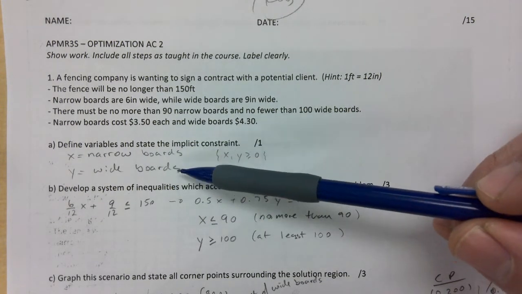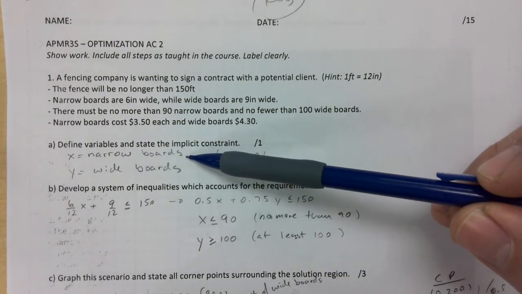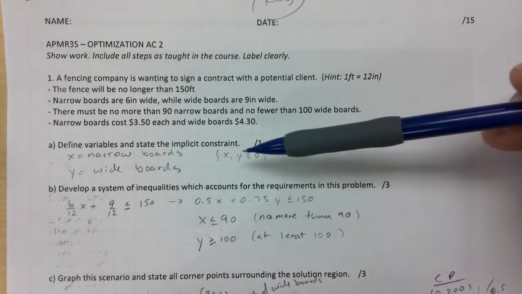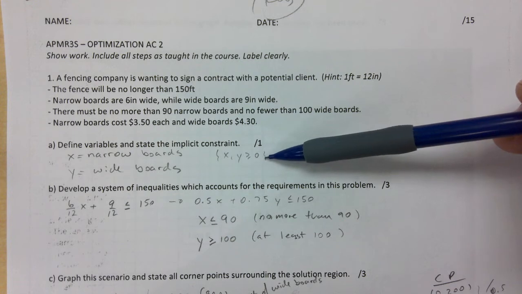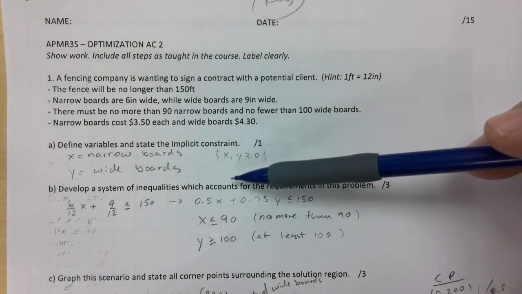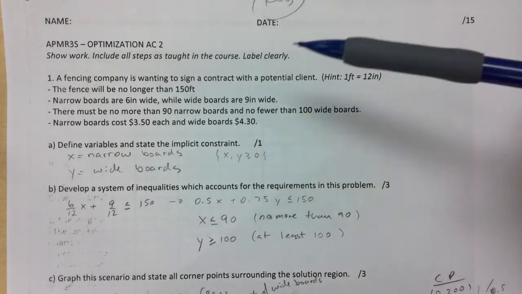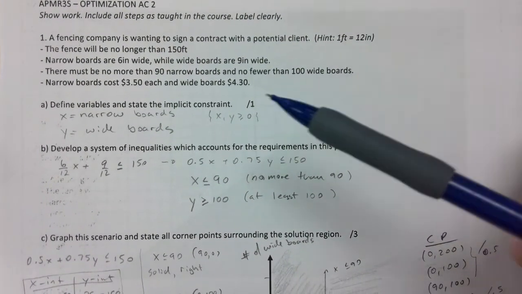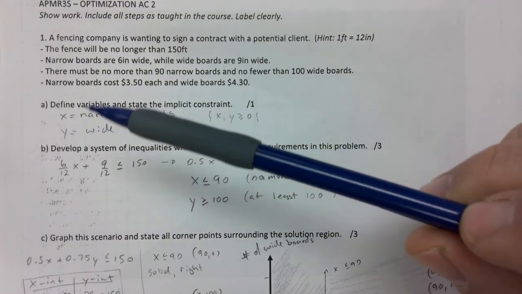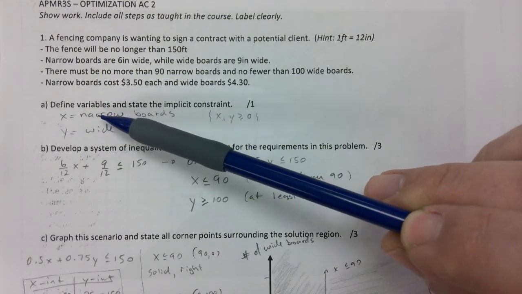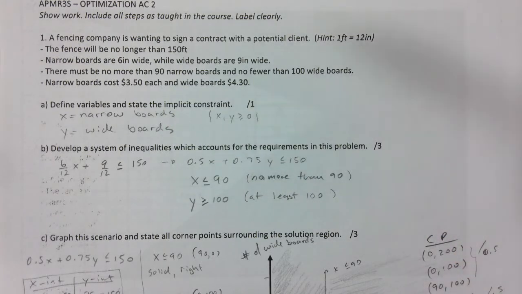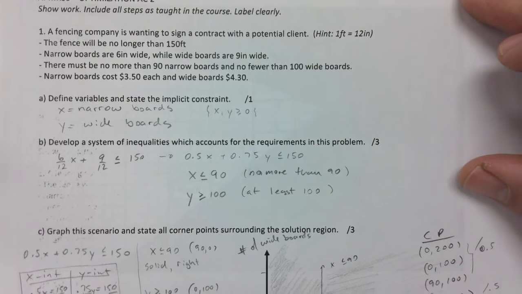We have narrow and wide. I don't think we even started. Okay, narrow and wide, right? Those are your variables, x and y. We have our implicit constraint. So if all those three components are there, you get 1 mark. I would be a bit more specific and actually say number of narrow boards and number of wide boards, just so you know that it's discrete.